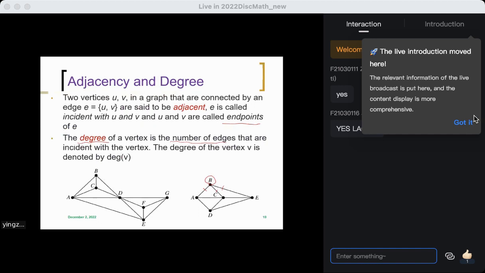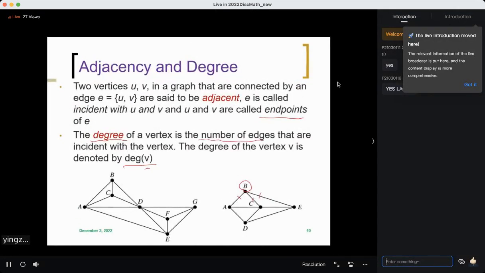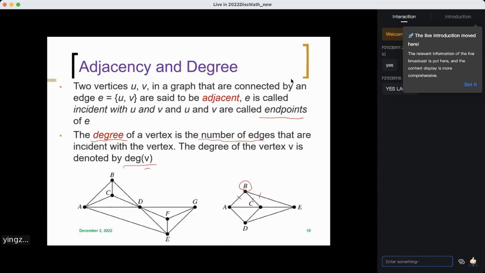This symbol, E, G, degree, and this vertex, the V. So for example, we can say the degree of B is 3, and for C, 1, 2, 3, 4, we have 4 edges. So the degree of C is 4.